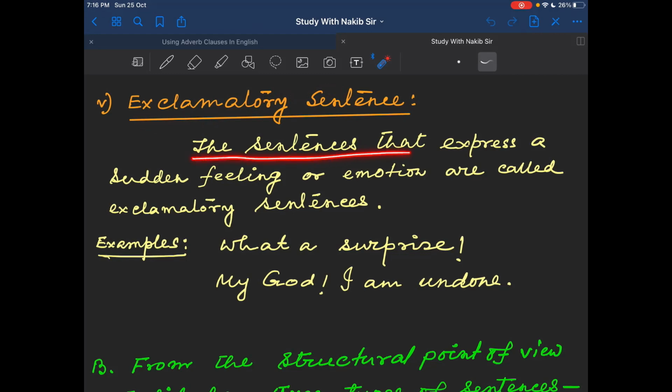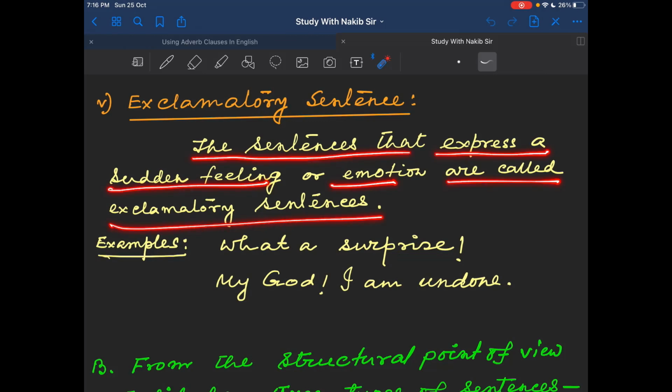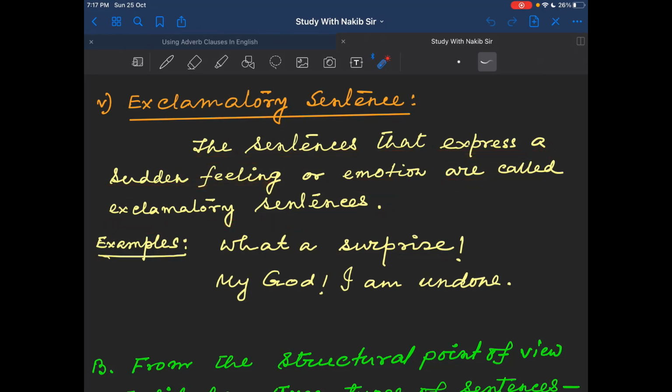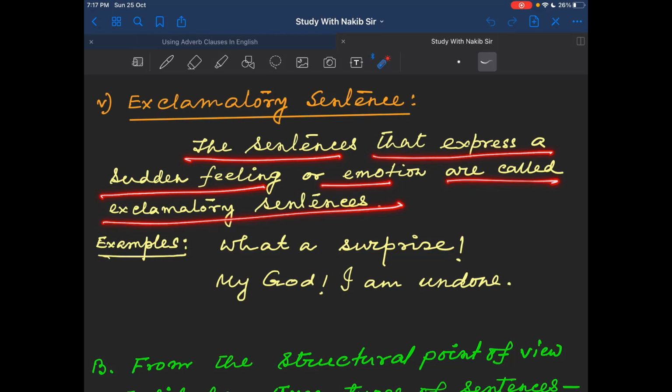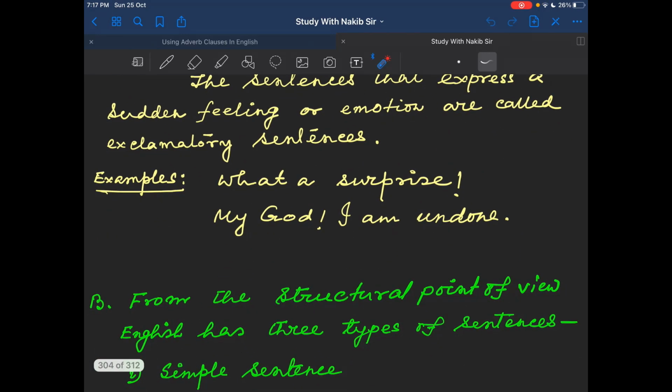The sentences that express a sudden feeling or emotion are called exclamatory sentences. See the examples. What a surprise, a sudden emotion. My God, I am undone, a sudden feeling or emotion.